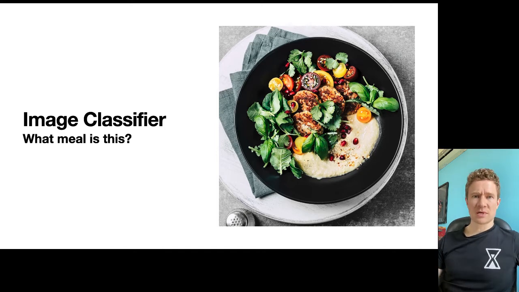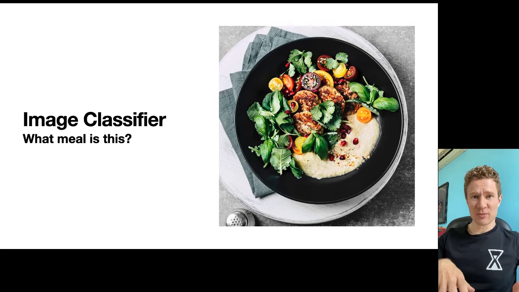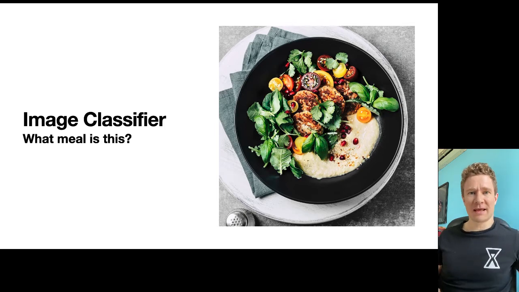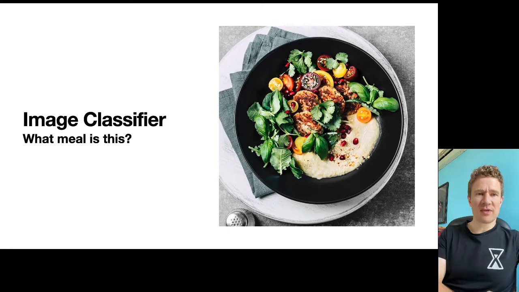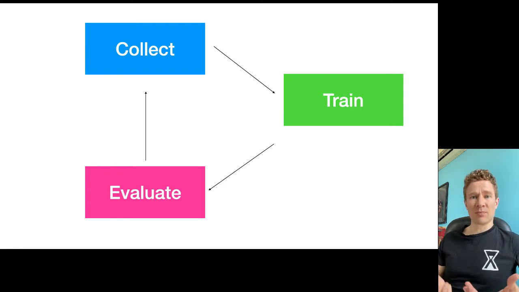With machine learning algorithms, you give a machine learning algorithm examples of what you want it to be able to do. And then, based on that, you train it on those examples, and then you see how well it has done. So this is my idea with the machine learning algorithm. We're going to be using something called an image classifier. And we're going to be using it to try to figure out what meal something is based purely on the picture.